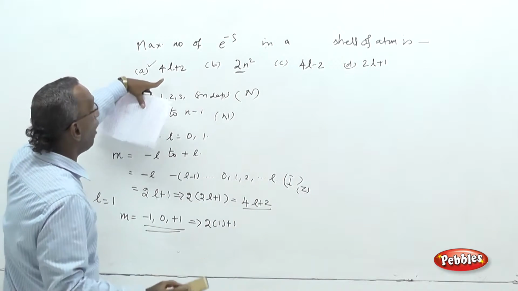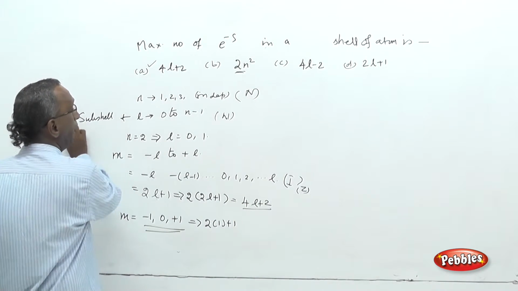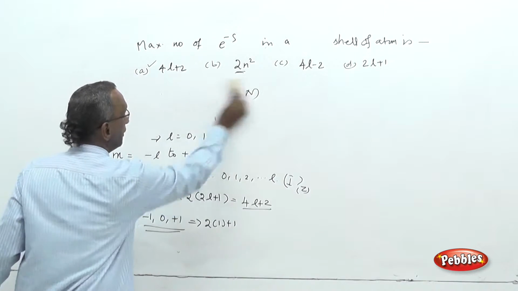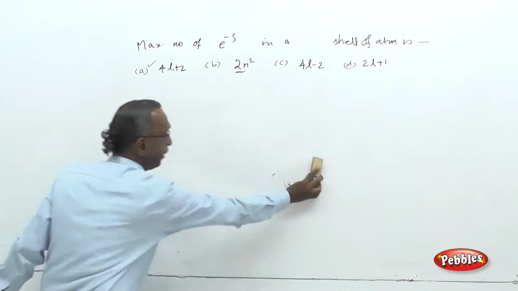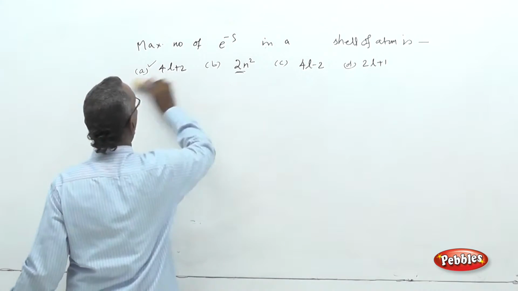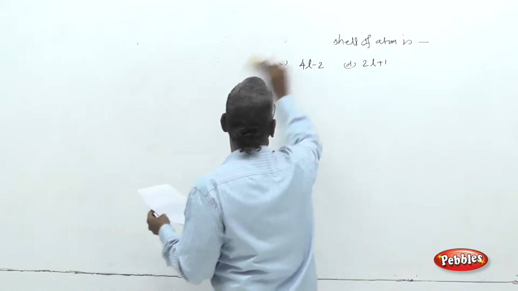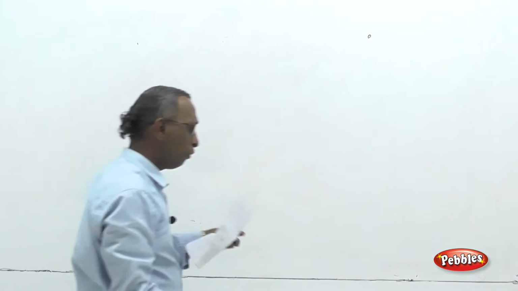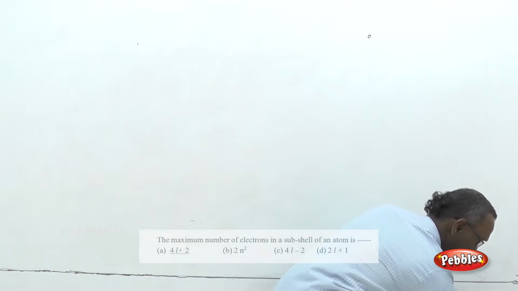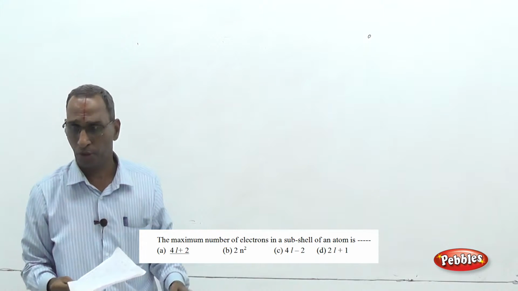All the quantum numbers n, l, m and s have to be noted. So this 2 is because of the spin quantum number: one with clockwise spin, another with anti-clockwise spin, which we have studied. So this is the application of what we have studied in terms of quantum numbers.